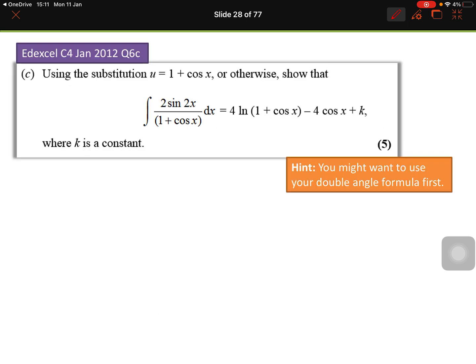Okay, right. What I want you to do is you are told the substitution to use. I want you to pause the video and have a go at it. Big hint on the screen already. You might want to use a double angle formula first to get rid of the sine 2x. So use the double angle formula for sine 2x first and then go through the process. So pause the video, have a go at it, then we will have a look at it together afterwards.